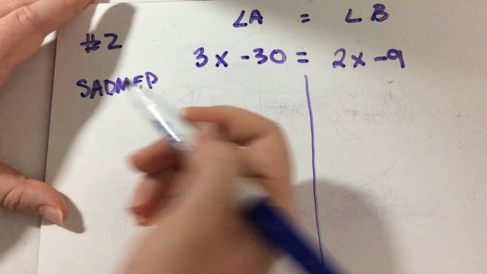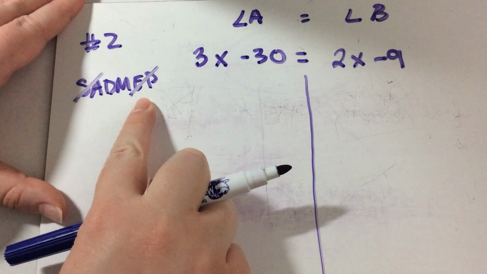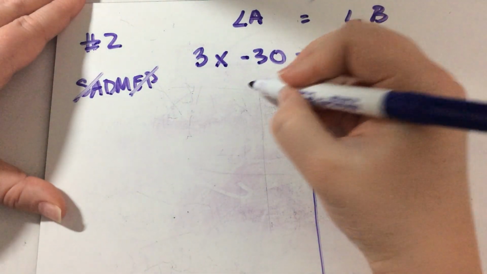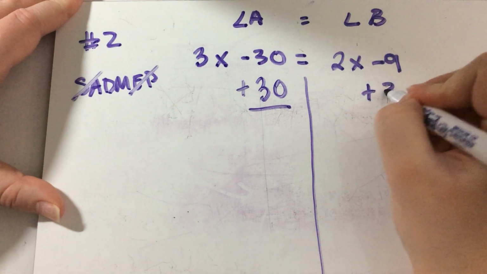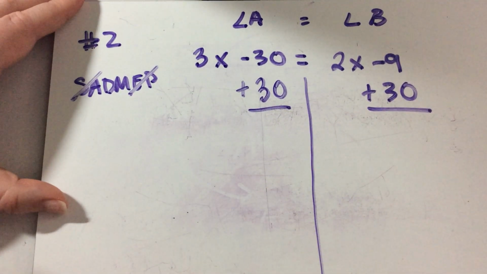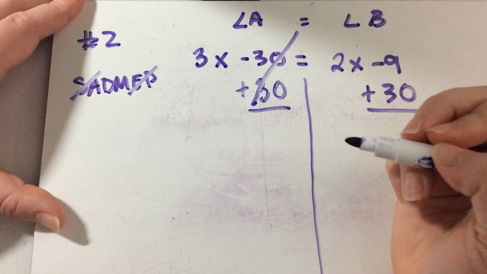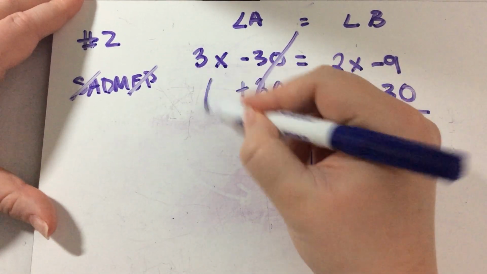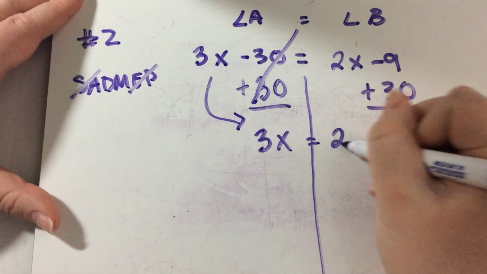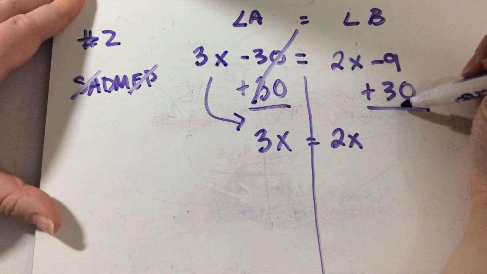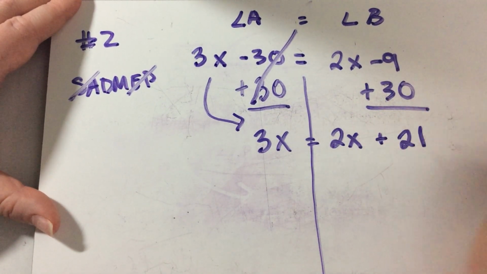I'm going to do the addition subtraction part, so I'm going to cross that out. I don't need to worry about exponents or parentheses because you don't see any of those here. So I do the opposite of subtraction. Negative 30 and positive 30 cancel out and equal 0. I bring the 3x down, so I have 3x is equal to 2x remains, and then negative 9 plus 30, which is positive 21.